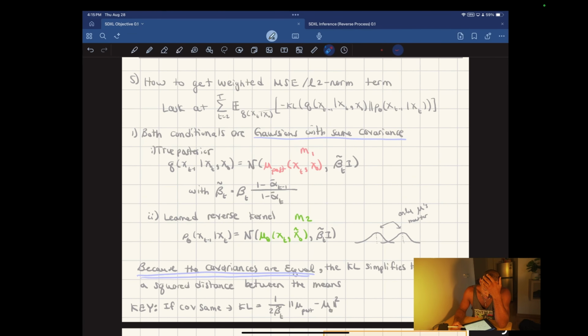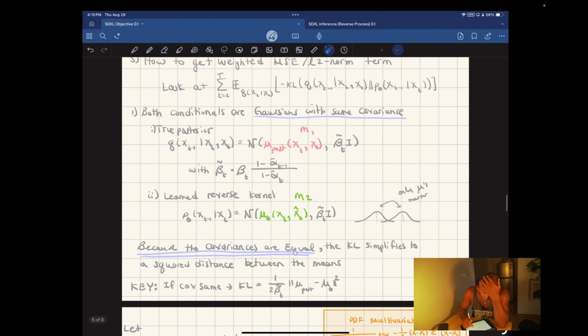Okay, right. So we're looking at the sum over time steps of the expectation of the KL divergence between the true posterior and the approximate, the predicted posterior, which is your model's prediction.